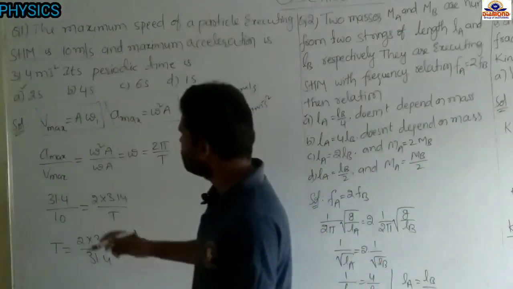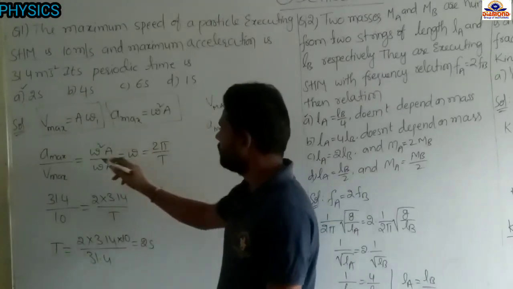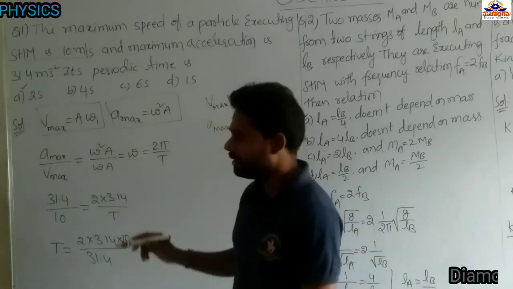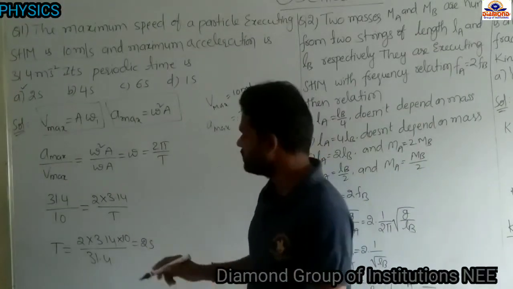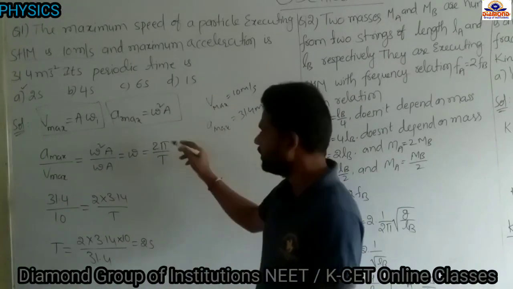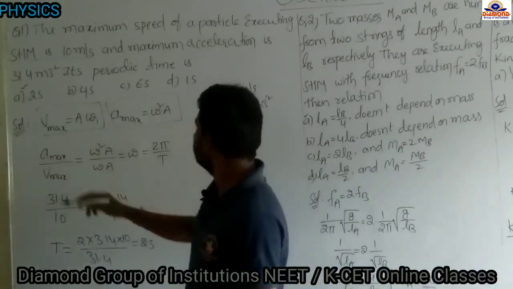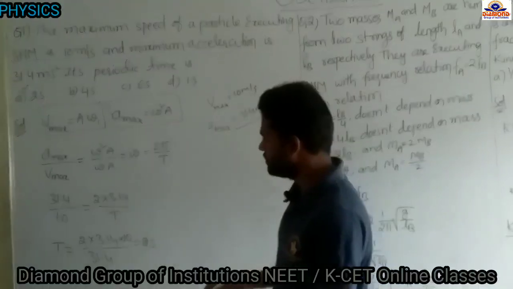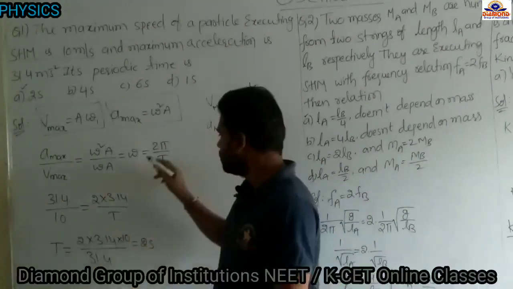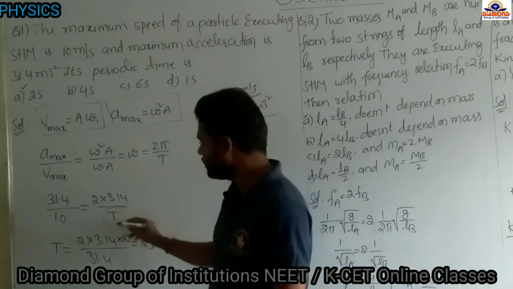Remember this one. The ratio a max by V max equals omega square a by omega a. A cancels, one omega cancels, only omega remains. Already we know omega equals 2 pi by T. Now I am substituting the a max value, which is 31.4 meter per second square, and the V max value, 10 meter per second. So 10 equals 2 pi by T, with pi as 3.14 by T. We have to find the time period T.